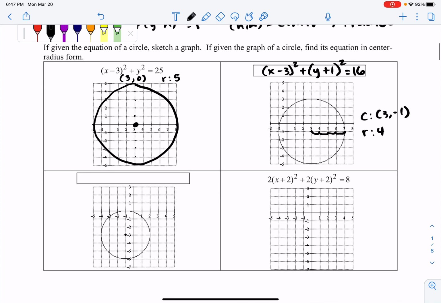All right, again, you can now do this one on the left. This one, start by dividing everything by 2 so that you have vertex form, and then go from there to graph.